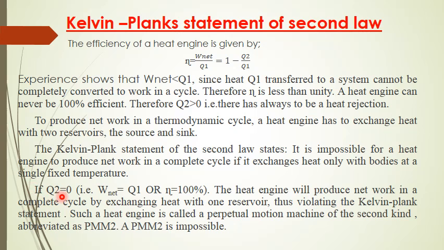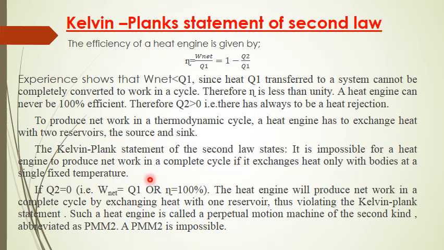We can see here, if Q2 becomes 0, then the net work transfer from the system is Q1, which is equal to Q1, or efficiency is 100%. The heat engine would produce net work in a complete cycle by exchanging heat with only one reservoir, thus violating the Kelvin-Planck statement. Such a heat engine we call perpetual motion machine of the second kind, abbreviated as PMM2. A PMM2 is impossible. The impossible machine is a 100% efficient engine.